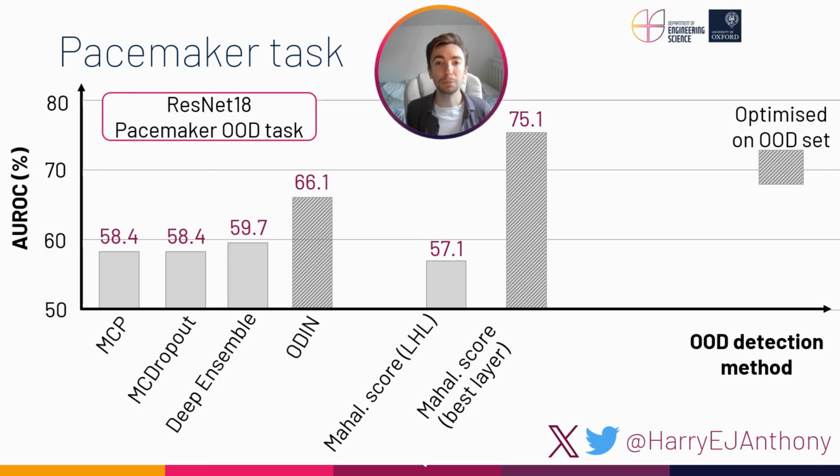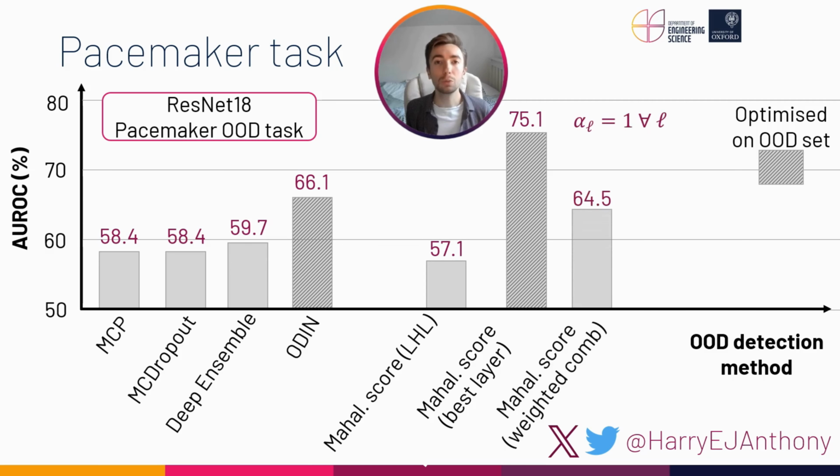Compare this to Mahalanobis score on the best layer of the network. We get a huge improvement, 75%. However, again, it's impossible to know where the best layer to apply this method is for an unseen OD task. So this full potential is not going to be achievable.